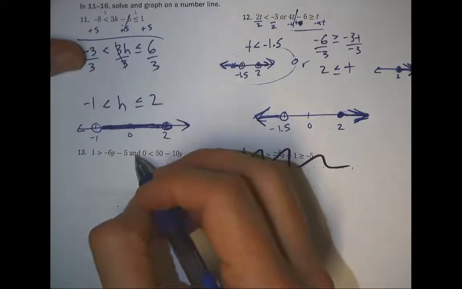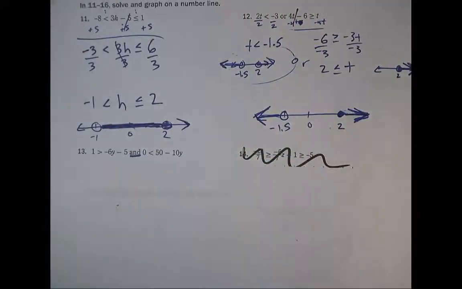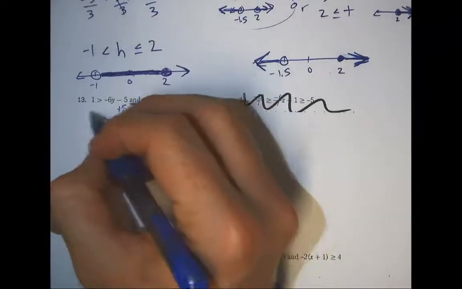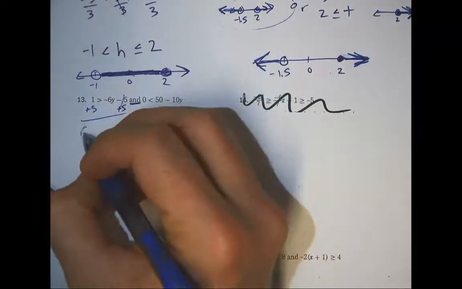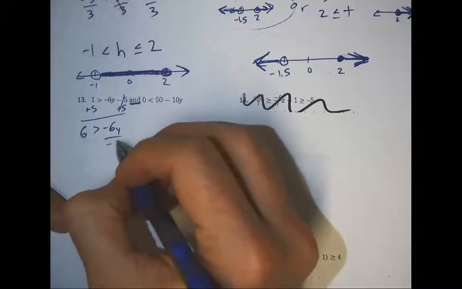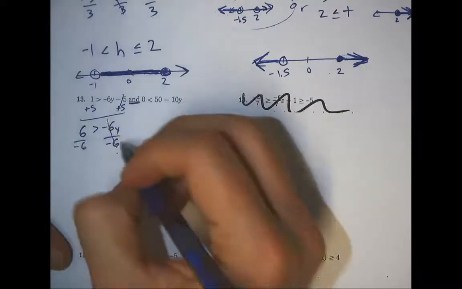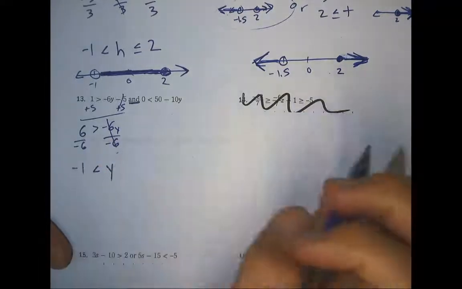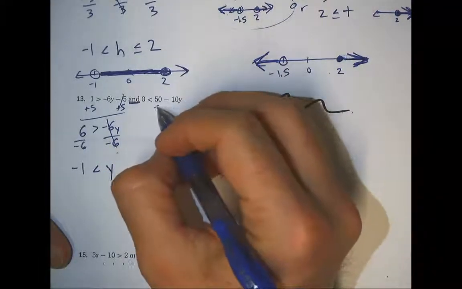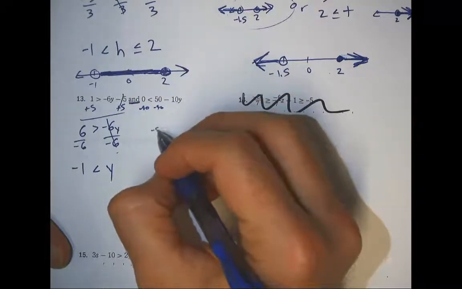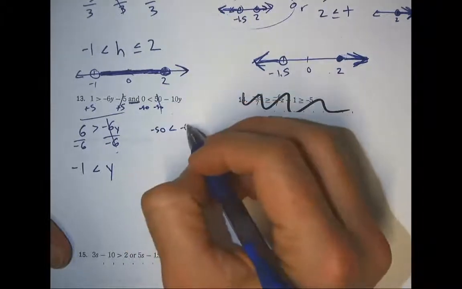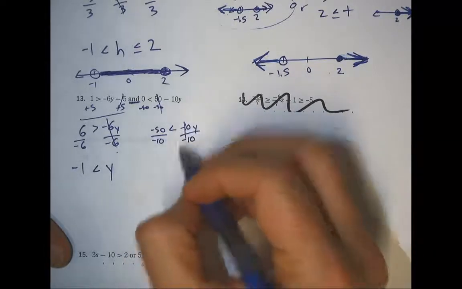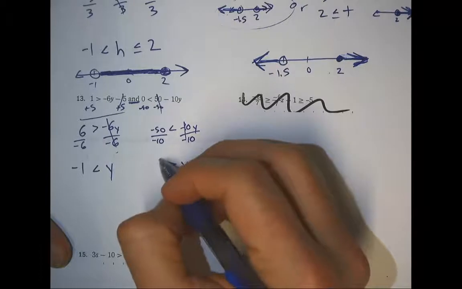All right, 13. This one is an and statement. Both have to be true. So let's solve this one first. Get y by itself. Plus 5, 6, divide by negative 6. Divided by a negative, so you got to flip. Don't forget to flip. Negative 1. Over here, minus the 50. So I get negative 50, negative 10y, divide by negative 10. Dividing by a negative, you have to flip it. Okay, and we get positive 5.